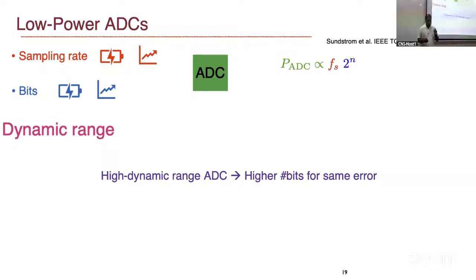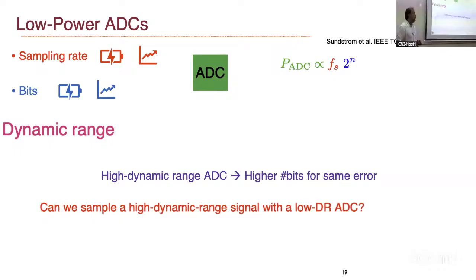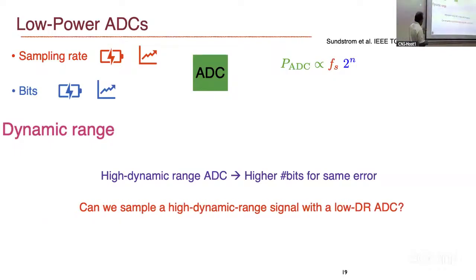Now here is a question that we are going to answer in this particular talk. Can we sample a high dynamic range signal? That means the dynamic range is very big. Typically, I need a same amount dynamic range ADC. But can we sample a high dynamic range signal with a low dynamic range ADC?